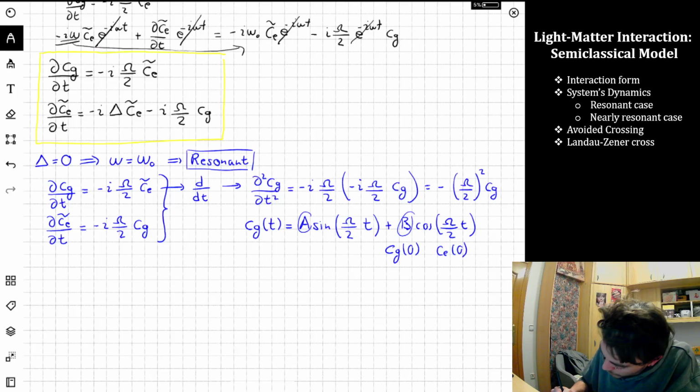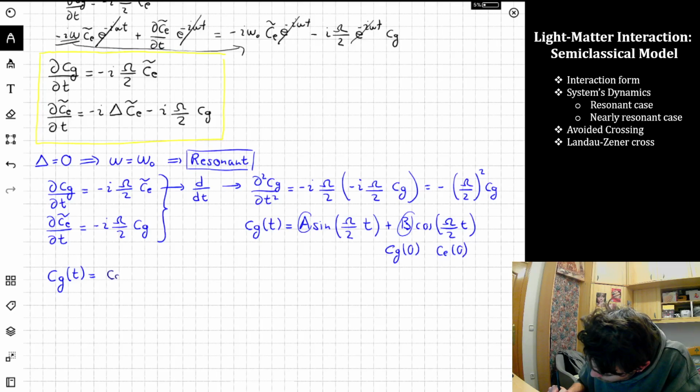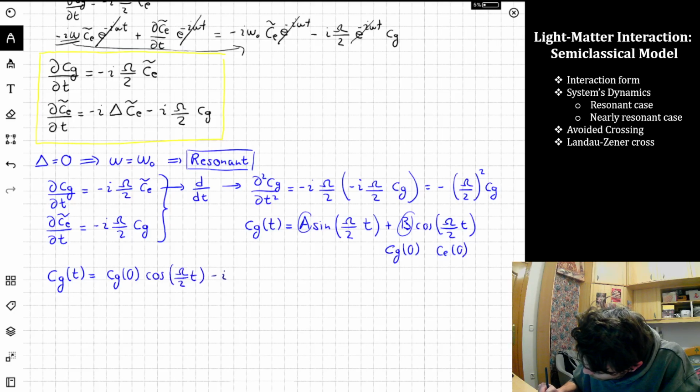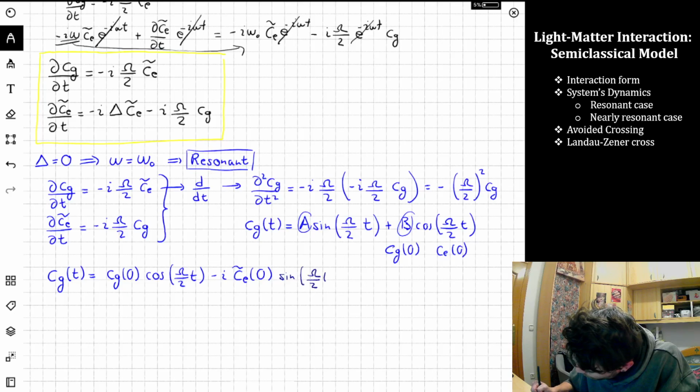So I will write just the solution here, and the solution is that Cg of t is equal to the initial condition for g, for the ground state, Cg(0) cosine omega divided by 2 t, minus I Ce(0), this is just a number, sine omega divided by 2 t.